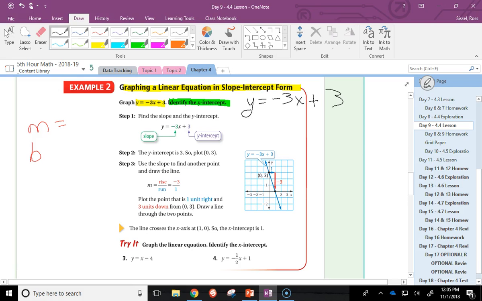Where's our slope always coming from? Remember, this is our equation, y equals mx plus b. This is slope-intercept form, right? This m is our slope, right? B is our y-intercept.